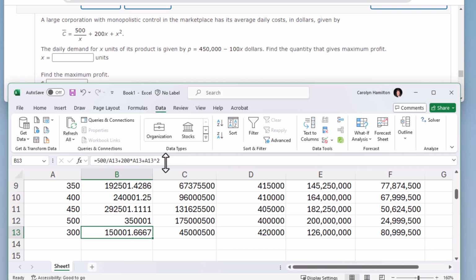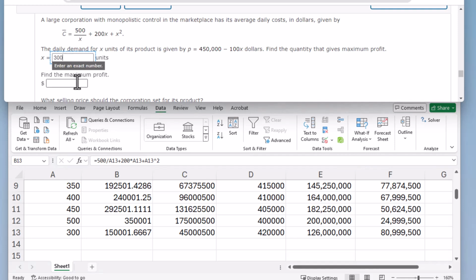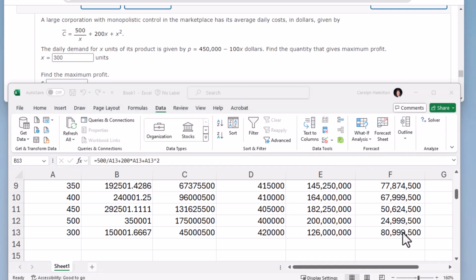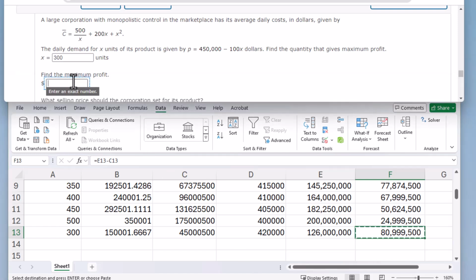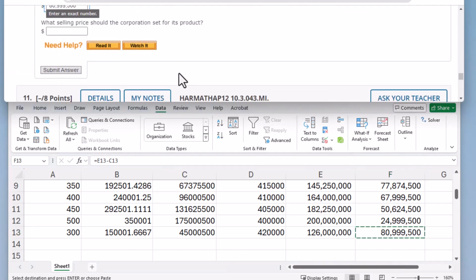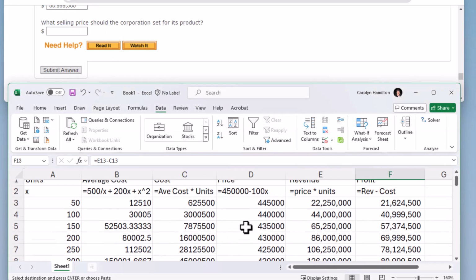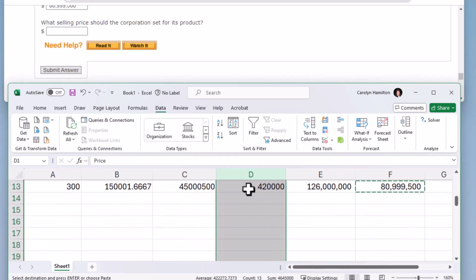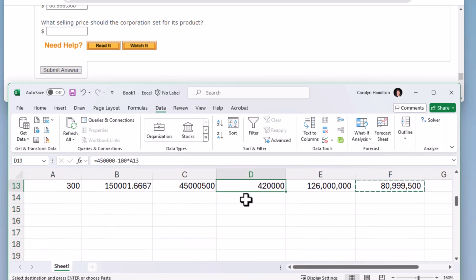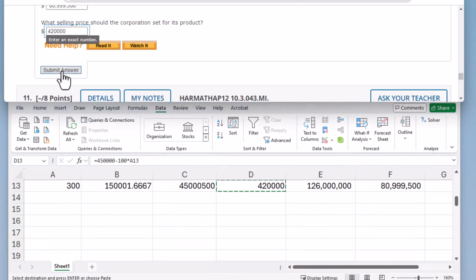Okay. Now, number of units was 300. What was the maximum profit? It's that 80 million number. What selling price should be set? Okay, which one of these was price? D. Selling price looks like 420,000.